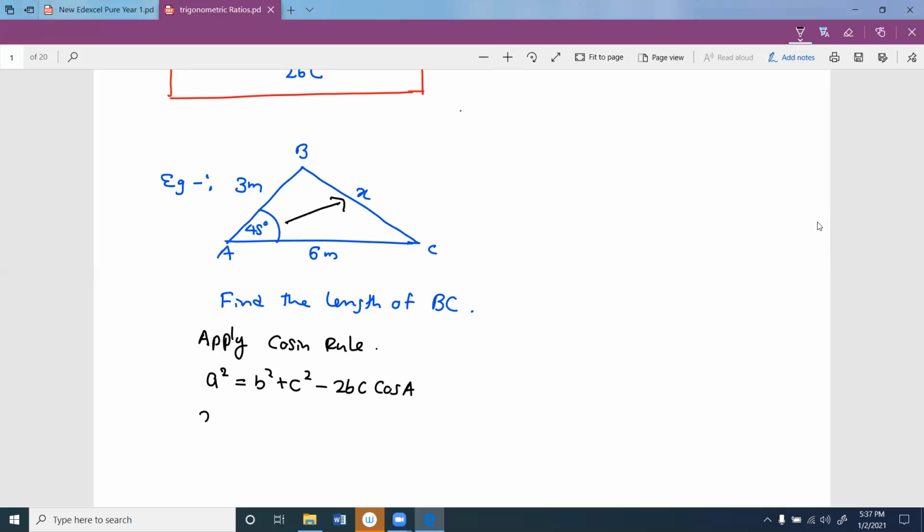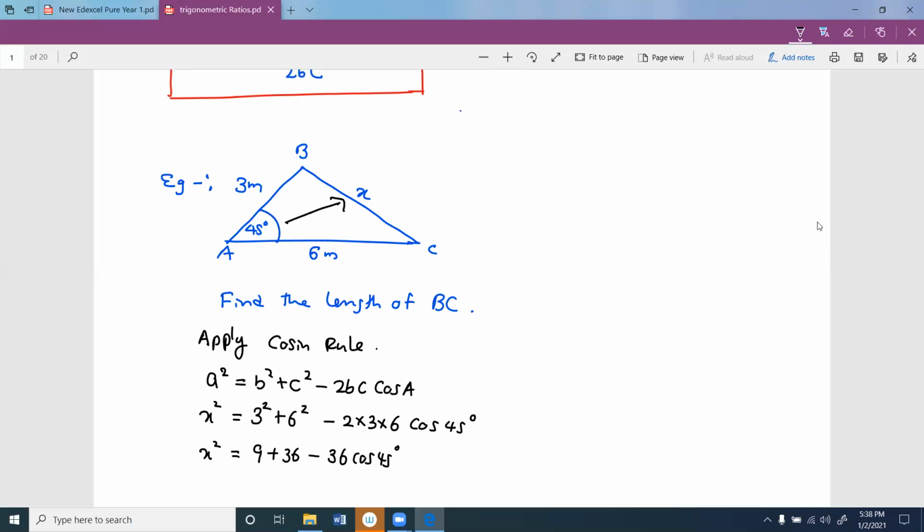So you can say x squared is equal to 3 squared plus 6 squared minus 2 into 3 into 6 cos 45. Right, so this answer is this way. x squared is equal to 9 plus 36 minus 2 into 3, which is 6, 6 into 6 is 36, cos 45. Then there is one common mistake that most students make.